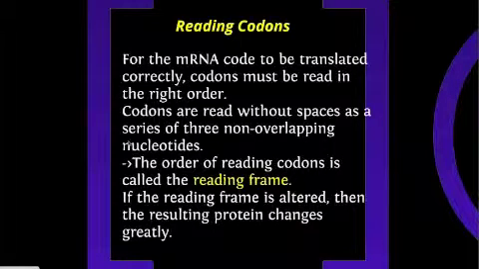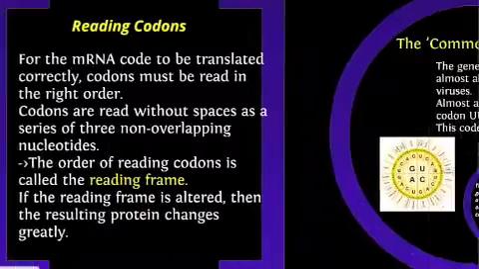For the mRNA code to be translated correctly, codons must be read in the right order. Codons are read without spaces as a series of 3 non-overlapping nucleotides. The order of reading codons is called the reading frame. If the reading frame is altered, then the resulting protein changes greatly.